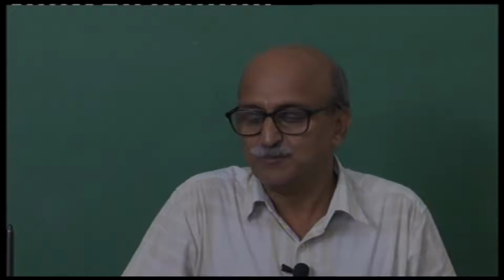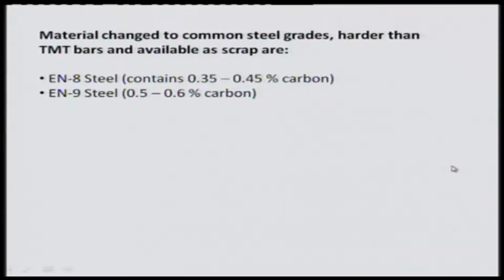So, both of them, increasing the carbon content and changing the process, should improve the life of the horseshoe. Using this, we did the following. We also looked for a material which is easily available for the blacksmith. So, we found some grades that are available commercially, EN8 steel, EN9 steel, which have higher carbon content and which are also available as scrap.